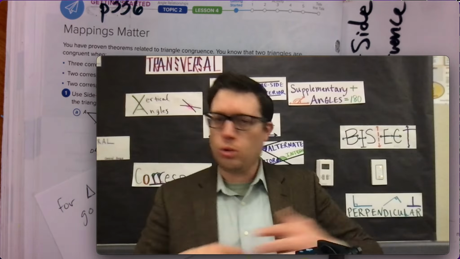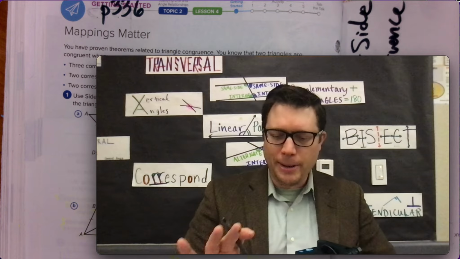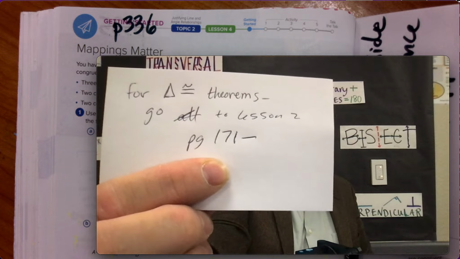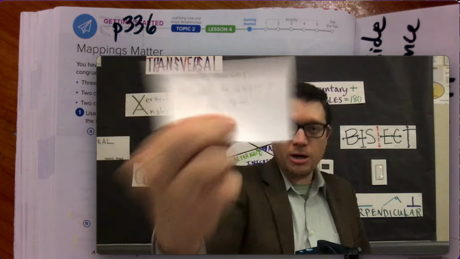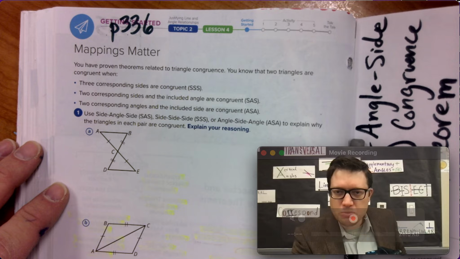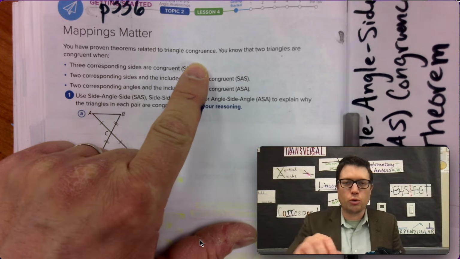So we need to actually go way back, so far back in the past months, maybe, as a reminder that any of the content we're going to answer on this page could have been found on page 171 through... I forget where it ends, but we're going to remind ourselves what that is. You have proven theorems related to triangle congruence.